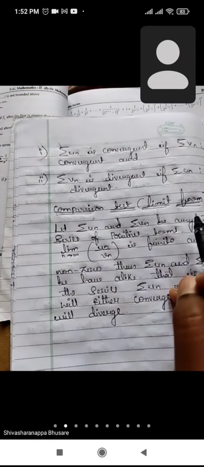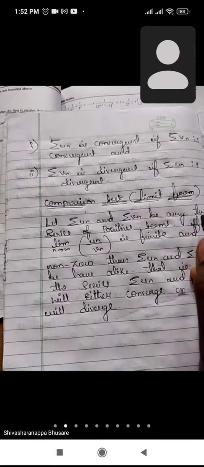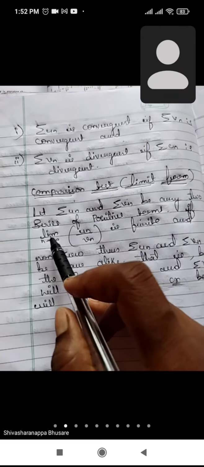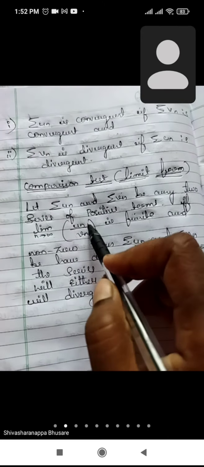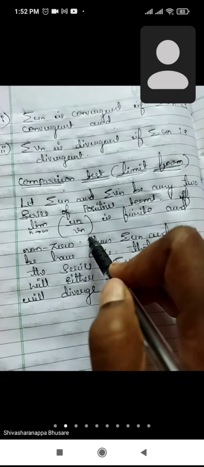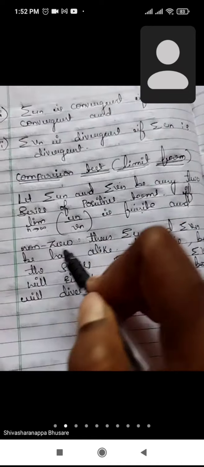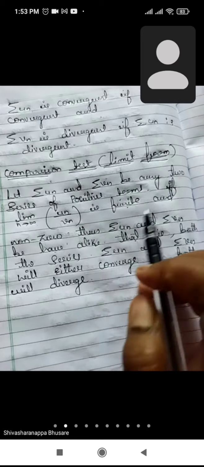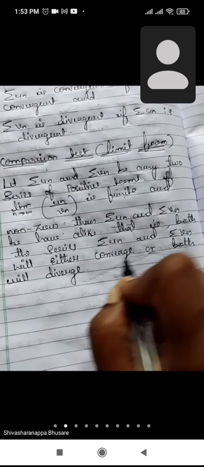And the next, the third one, that is the comparison test of the third type, is nothing but the limit form. Here we use the limit. un and vn are infinite series of positive terms, and if the limit exists, hence this test is the limit form of the comparison test. If the limit as n tends to infinity of un divided by vn is finite and non-zero, then un and vn are alike, that is, both the series un and vn will either both converge or both diverge.